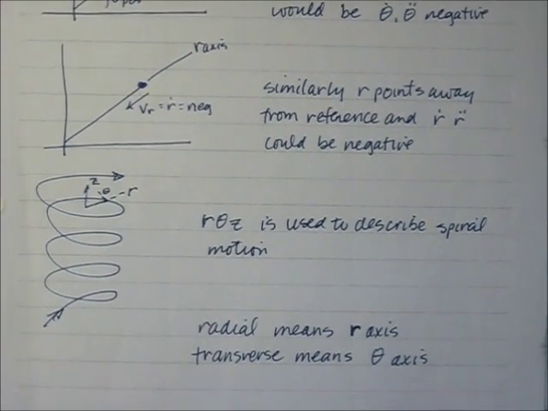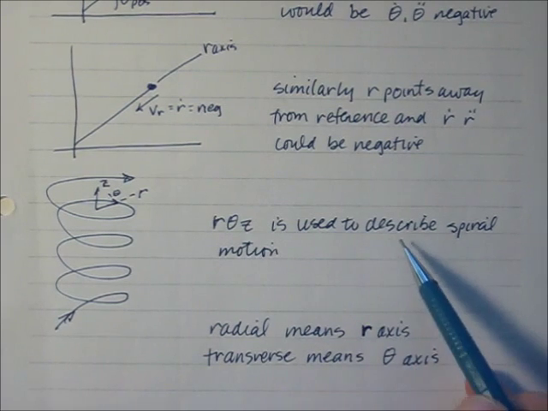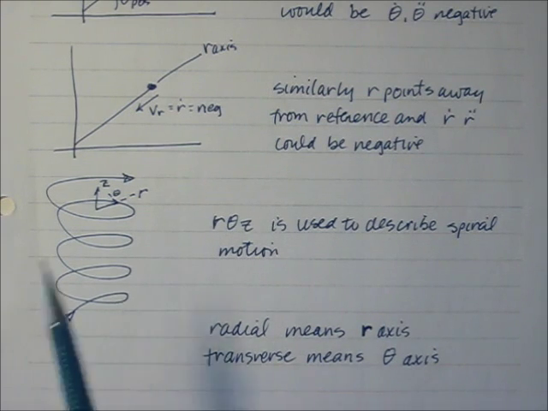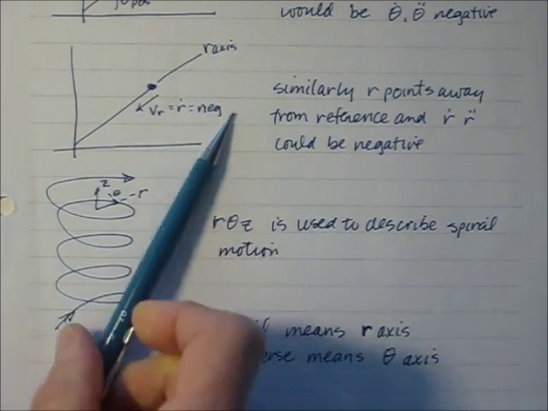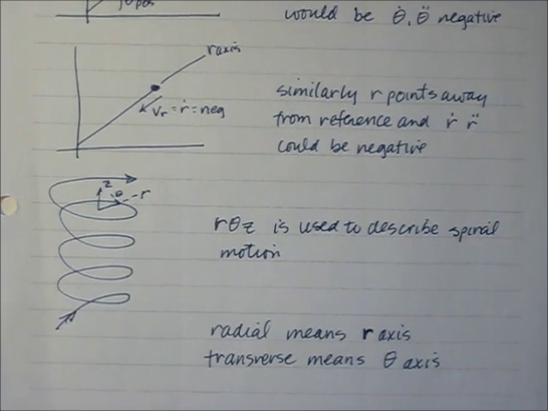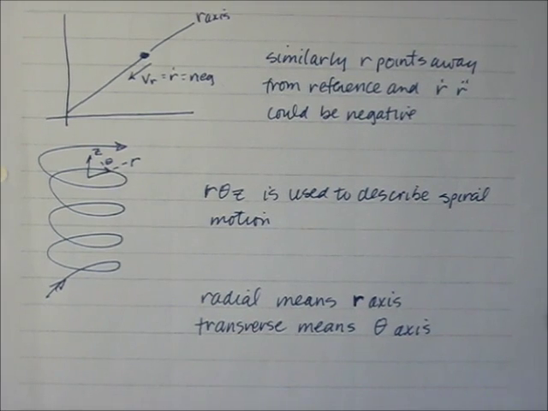Another thing to note, I guess I haven't mentioned it yet, is that the r theta z system is really a great method to describe spiral motion, whether it's a spiral going up around a circle, or a conical shape where the radius is increasing. So spiral motion is an excellent r theta z type of description. Just a couple things about dynamics speak: radial means the r-axis. Sometimes you'll see transverse as a word here, and transverse means the theta axis.